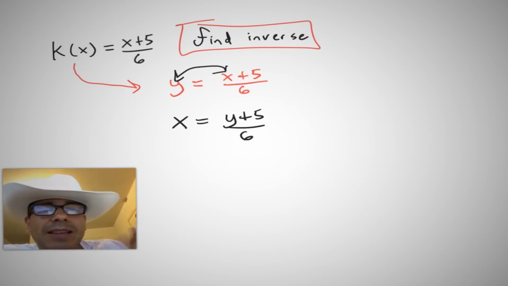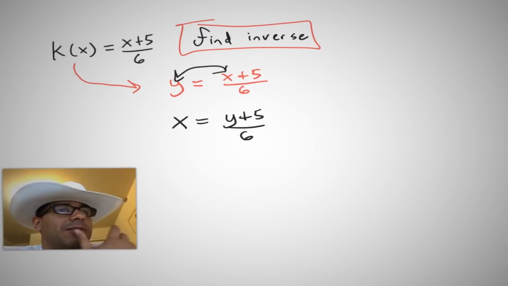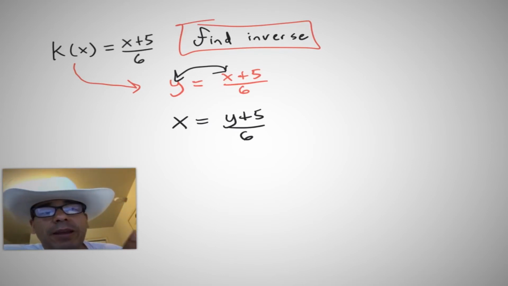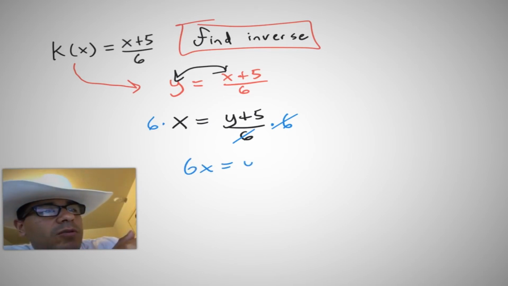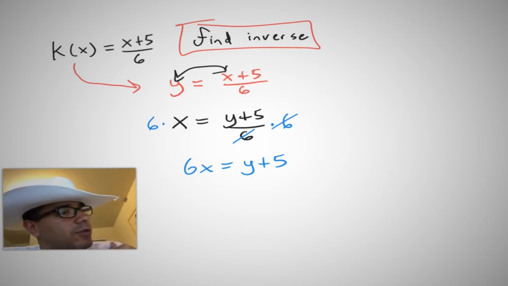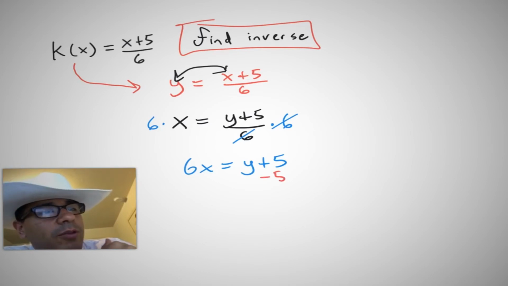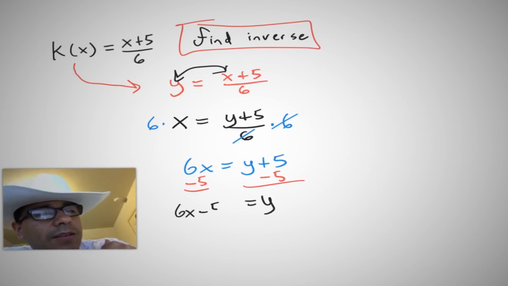That's not very helpful, especially if I'm trying to graph this. Normally, what variable do we have isolated? Typically we have y equals something. So let's solve this for y. Let's multiply both sides by 6. So these 6's cancel, and you're left with 6x equals y plus 5. Is y by itself yet? Of course not. So let's subtract 5 from both sides. So we are left with y equals 6x minus 5.